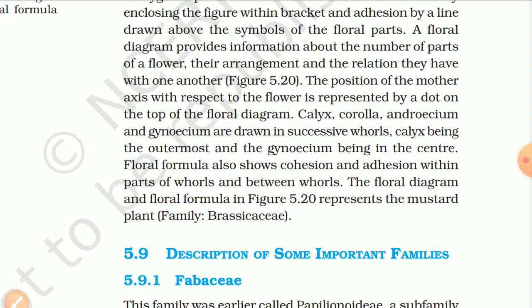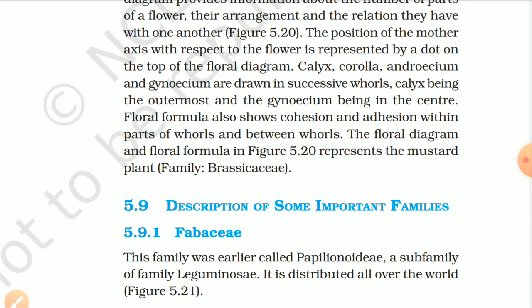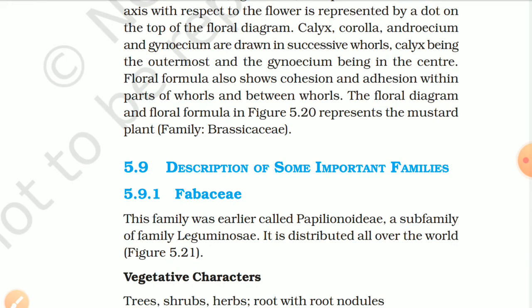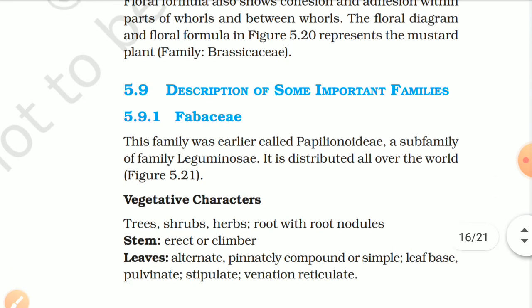Calyx, corolla, androecium and gynoecium are drawn in successive whorls, calyx being the outermost and gynoecium being in the center. Floral formula also shows cohesion and adhesion within the parts of the whorl and between whorls. The floral diagram and floral formula in Figure 5.20 represent the mustard plant, family Brassicaceae. 5.9 Description of some important families.